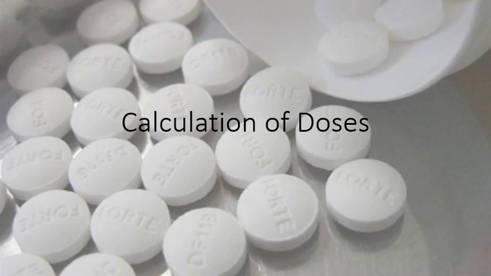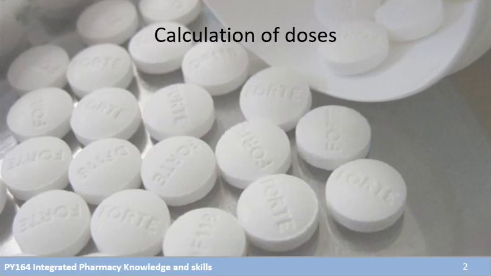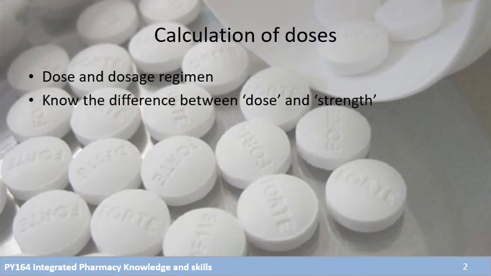Okay, we're going to talk about the calculation of doses and how you go about that, and some of the things you need to remember in pharmacy. Subjects we're going to talk about are going to be based around dose and dosage regimen and what those terms mean. We need you to know the difference between a dose and a strength of a drug. And we'll talk a little bit about how different formulations involve different calculations.